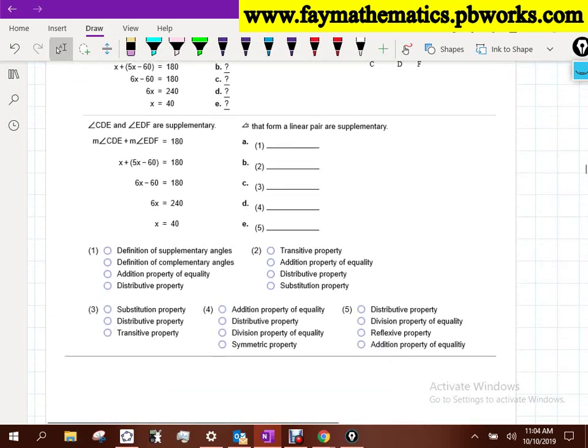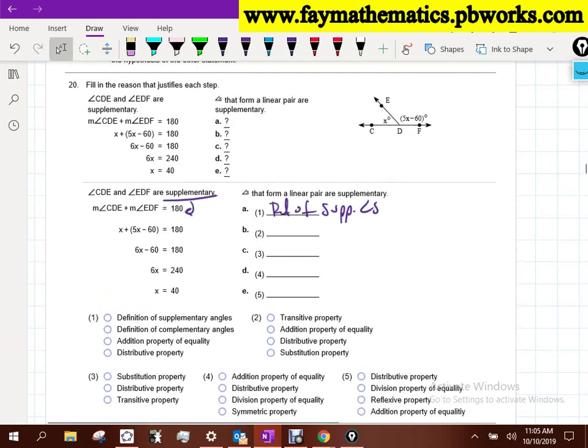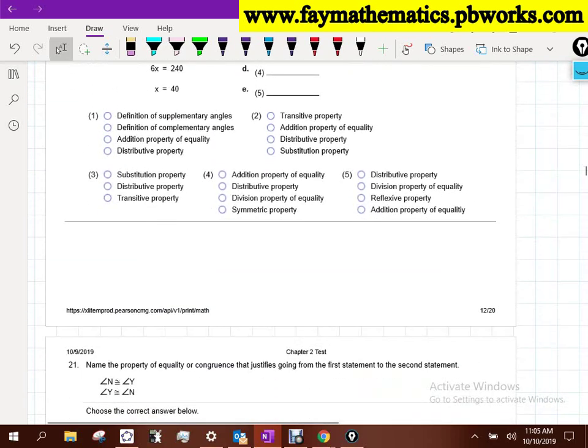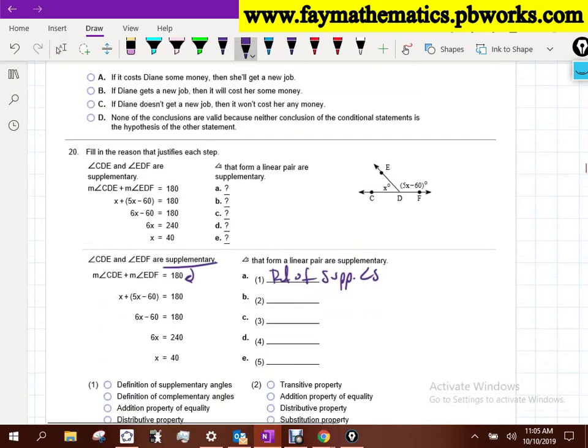if we've got angles that are supplementary right here, then we always create that by the definition of supplementary angles. Now, if I look up at my picture, CDE is that angle there, so they replace CDE with x. DEF is that angle, so they replace DEF here with 5x minus 60. If I replace things with what they're equal to, that's substitution.